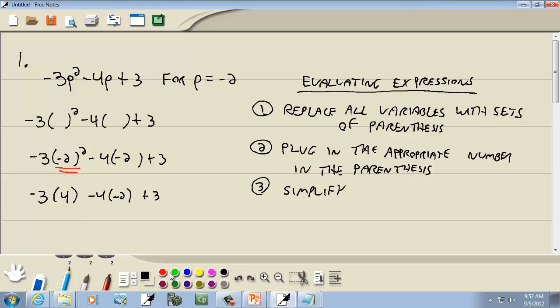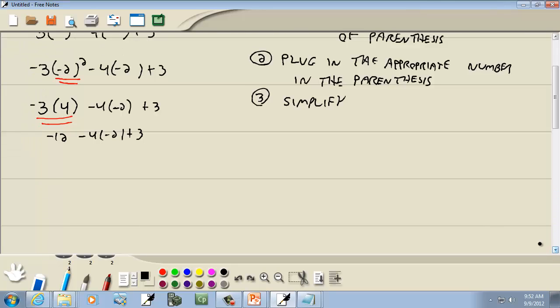Please excuse my dear. So I do multiplication next, or division. Negative 3 times 4 is negative 12, minus 4 times negative 2 plus 3, which gives us negative 4 times negative 2, which gives us a positive 8 plus 3. Now the Aunt Sally part, addition, subtraction. So we've got negative 12 plus 8 gives us negative 4 plus 3 gives us negative 1. And that's our answer.